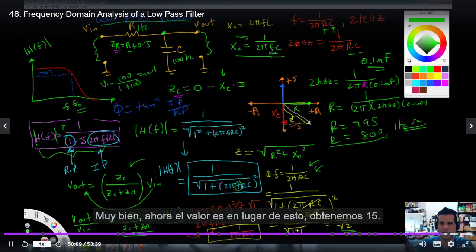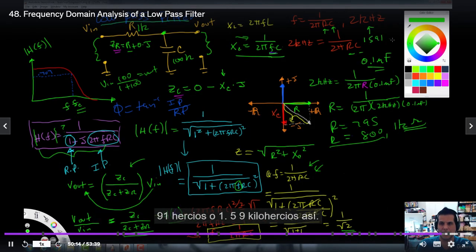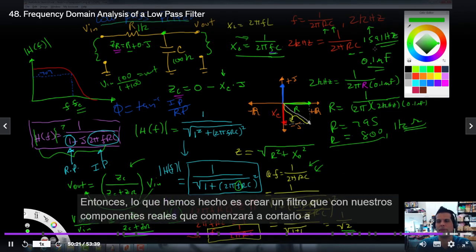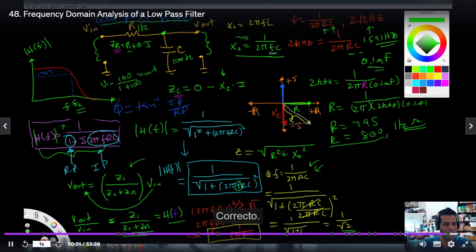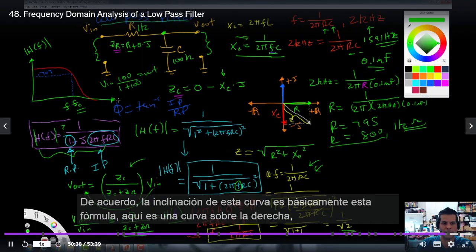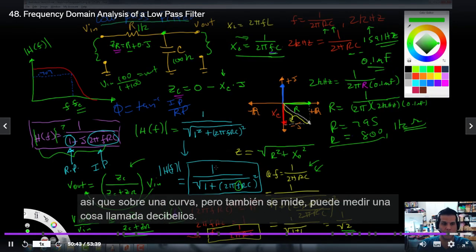All right, so now the value is, instead of this, we get 1591 hertz, or 1.59 kilohertz. So what we've done is we've created a filter with our actual components that is going to start cutting in at 1500 hertz roughly, and then start attenuating from there along this curve. The steepness of this curve is basically this formula right here. It's a 1 over curve, right?